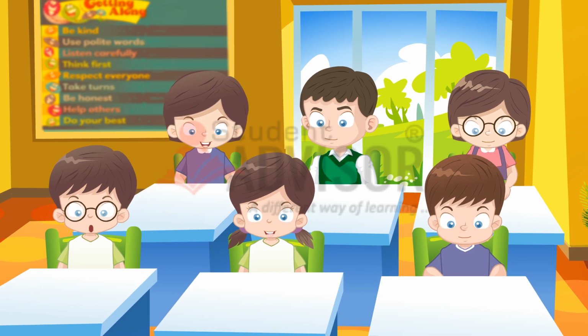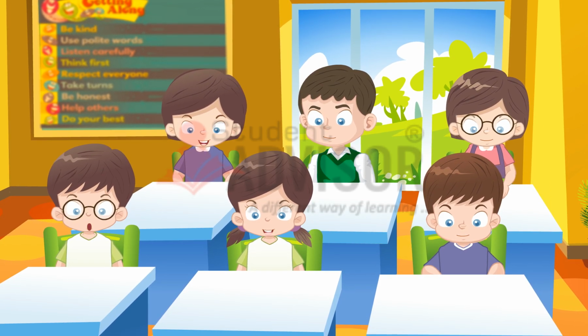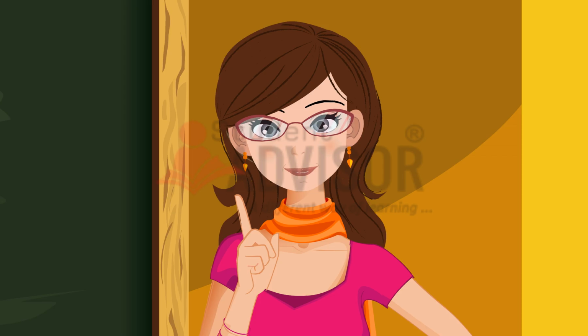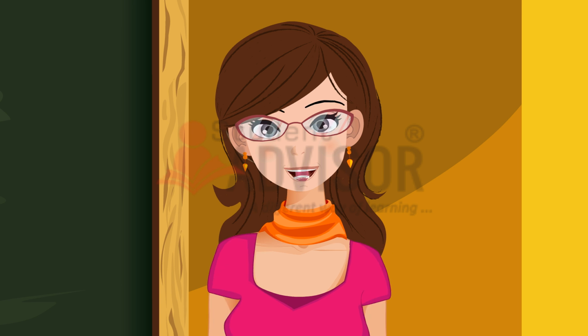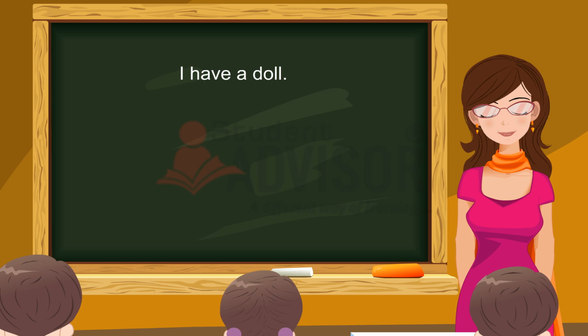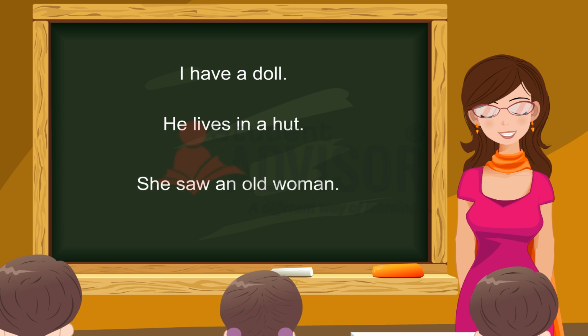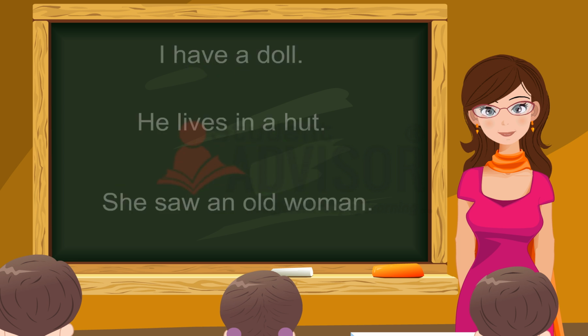The use of a and an can be understood on the basis of following points. First, before the countable and singular nouns which are used for the first time. I have a doll. He lives in a hut. She saw an old woman.